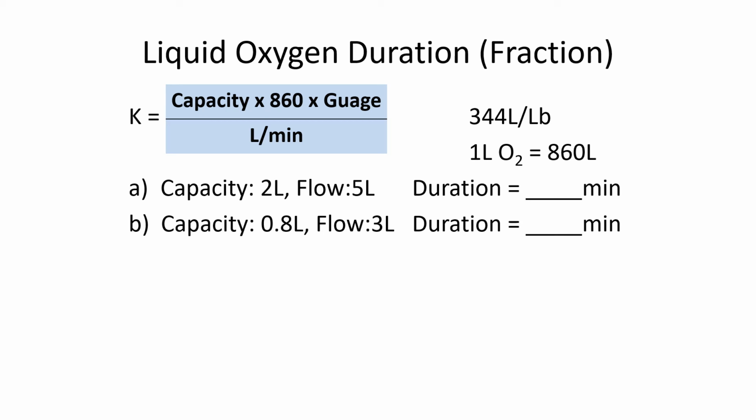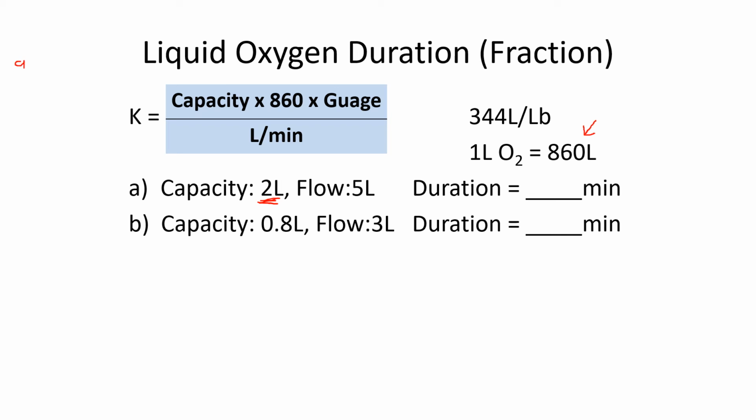So different size containers. For A, the container is 2 liters. That's all it is, a little tiny 2-liter bottle. And the gauge on it just tells you if it is full, 3/4 full, half full. So it's an arbitrary gauge. So we can just assume that's the fraction of the container. In this case, A and B, we're going to assume we're going to use the entire container. So we got 2 liters of liquid oxygen. So our conversion factor is 860.